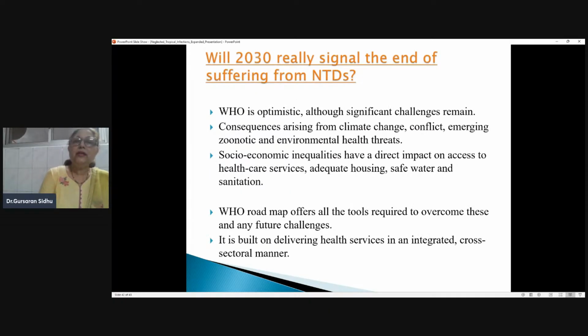Well, 2030 is really a signal to the end of suffering from the neglected tropical diseases, because WHO is very optimistic, although significant challenges remain. Consequences arising from climatic change, conflict, emerging zoonotic and environmental health threats remain challenges. Socioeconomic inequalities and access to healthcare services remain a challenge. Adequate housing and safe water and sanitation remain a challenge. But the WHO roadmap offers all the tools required to overcome these future challenges, by delivering health services in an integrated cross-sectoral manner.